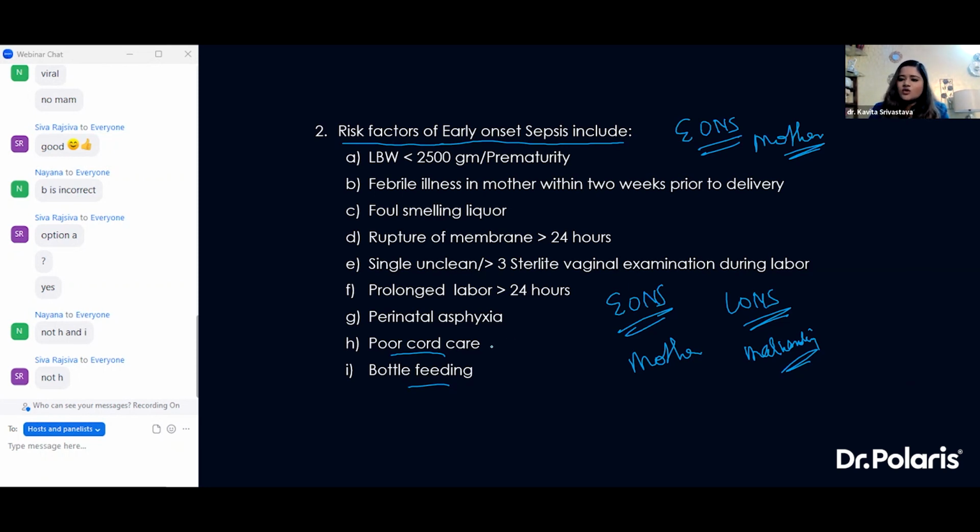If somebody has not used sterile instruments for cutting the cord, or cord care has not been taken, maybe they are applying some kind of talcum powder or some kind of honey. There are various rituals in our country. So if the cord is not taken care of properly, it might result in omphalitis or inflammation around that area. So that is basically late onset neonatal sepsis.